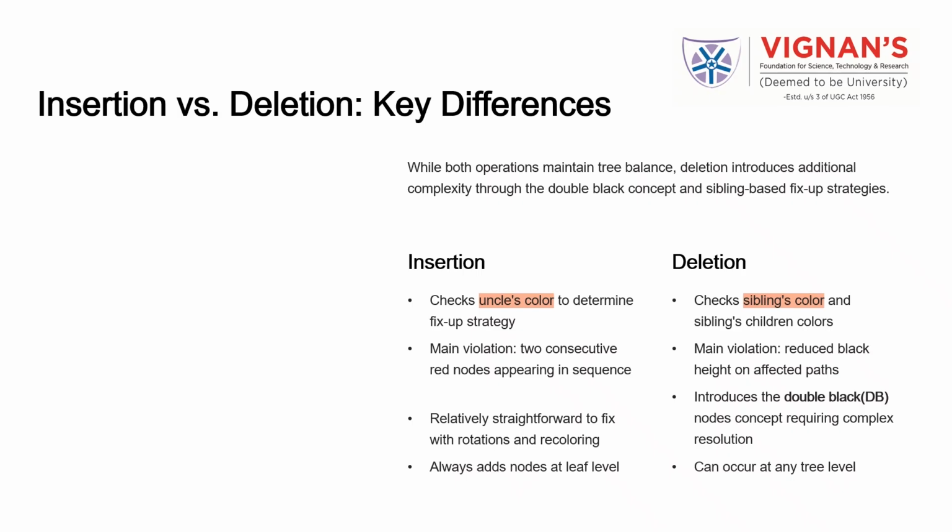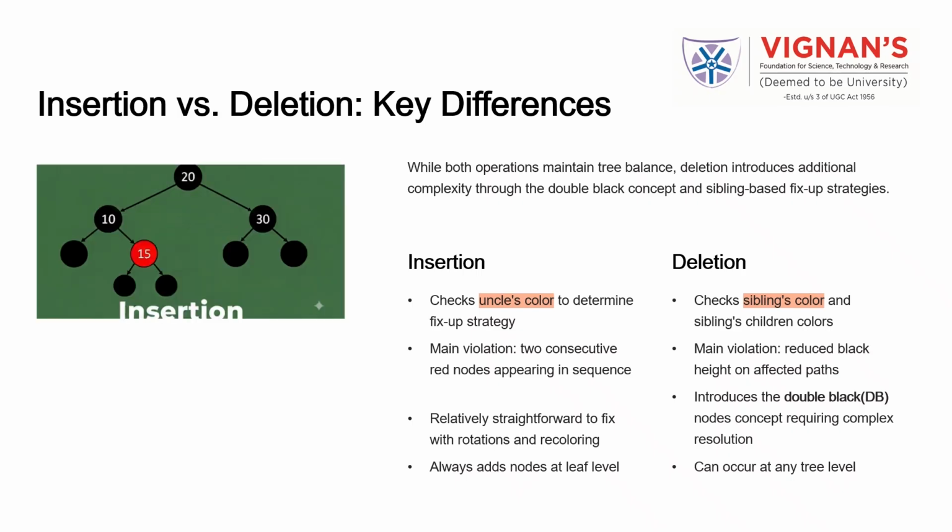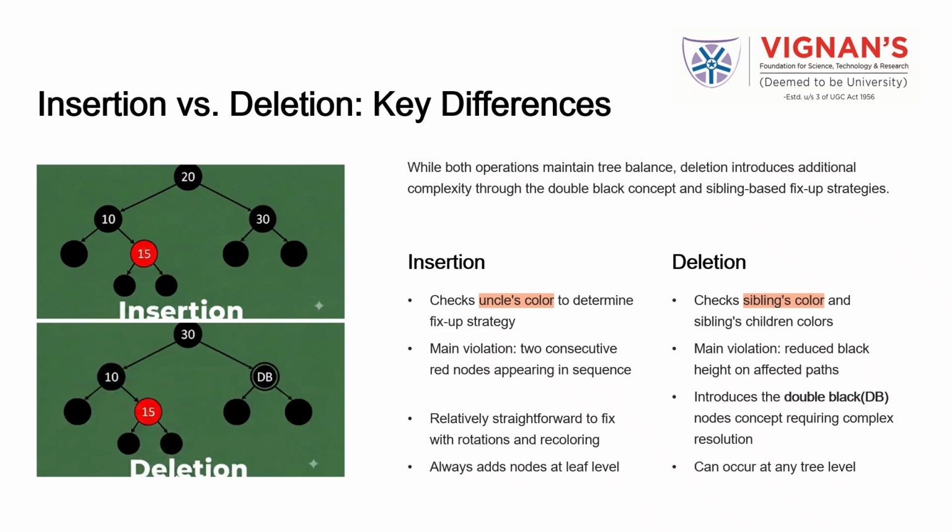In the insertion example, inserting node 15 creates a red-red violation, which is resolved by recoloring or rotation. In the deletion example, removing a black node results in a double black node, labeled DB, which must be fixed using sibling-based rotations and recoloring.